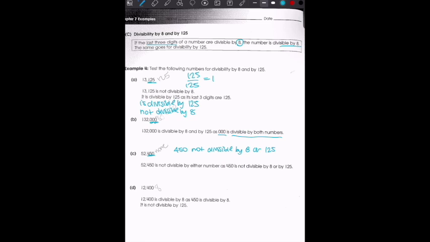For 12,400, the last three digits, 400, is not divisible by 125, but it is divisible by 8 because 400 divided by 8 gives us 50. So 12,400 is only divisible by 8, so it's saying that it's not divisible by 125.